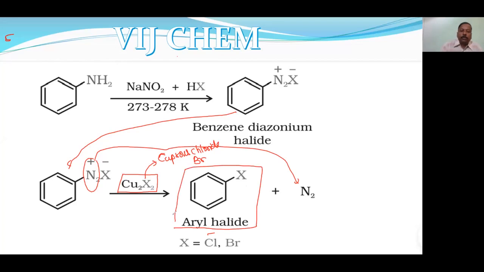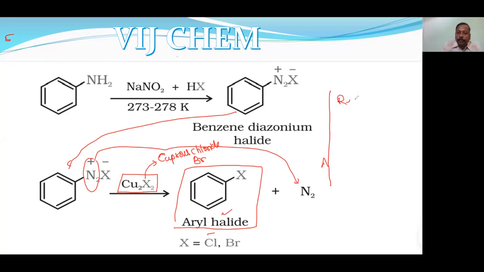Okay. So what is the reaction name? Sandmeyer reaction is used for the preparation of aromatic halides. Okay, all are aryl halides. We can say it is for the preparation of aryl halide. Understood? So now I am writing the complete details.